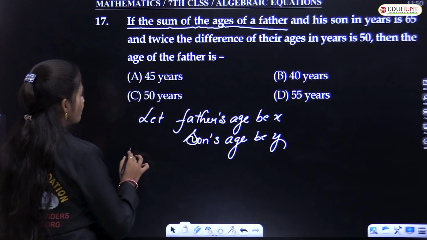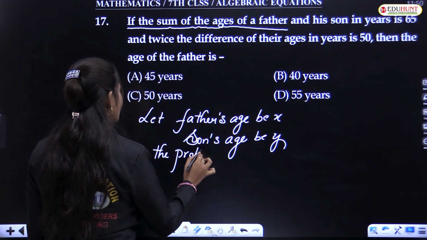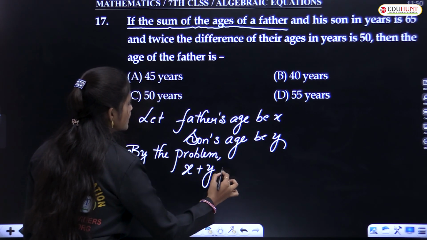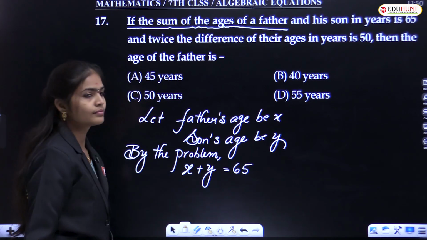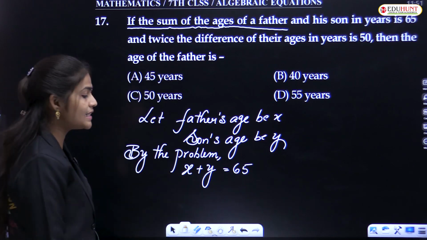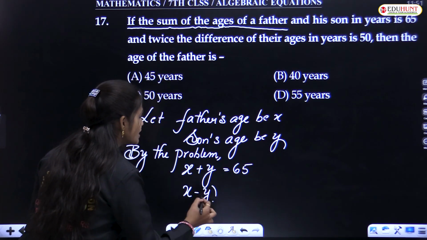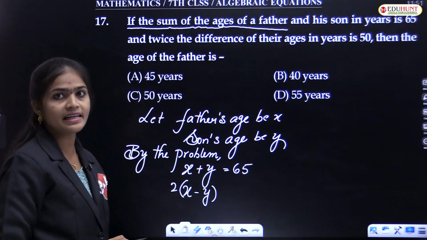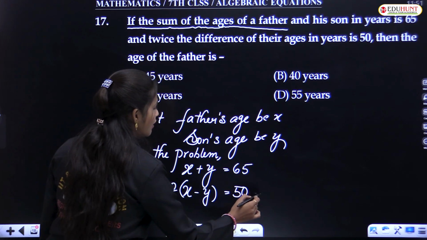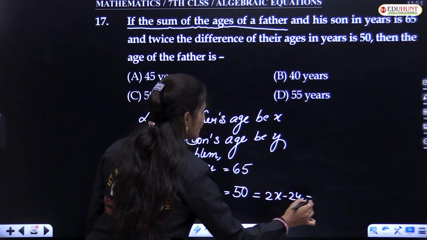So what is given? By the problem, what is the first condition here? The sum of the ages of father and his son is equal to 65. Next, the second condition: twice the difference of their ages. Difference of their ages means x minus y. Twice the difference means 2 times the difference of their ages, which is equal to 50. So after simplifying, 2x minus 2y is equal to 50.